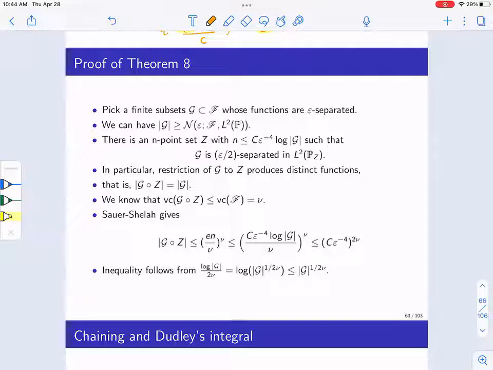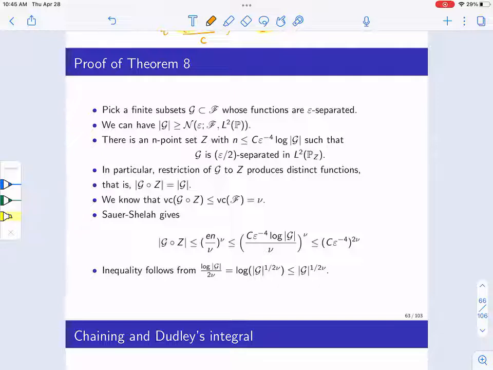So a very weak condition is, because they're epsilon separated, the epsilon is bigger than 2. This means that when I restrict this to Z, they're going to be distinct. Because if they're not distinct, then the L2(P_Z) norm of the difference would be 0. So this guarantees that when I restrict this G to the set Z, this produces distinct functions. And in particular, the restriction of G to Z, the cardinality is the same as G. So I have a set of endpoints such that when I restrict my function class to that, it still has the same cardinality.